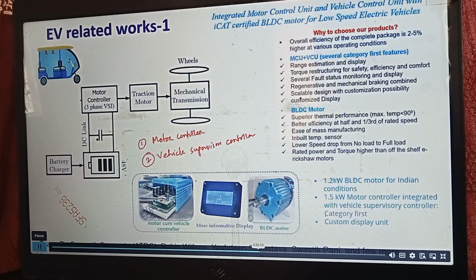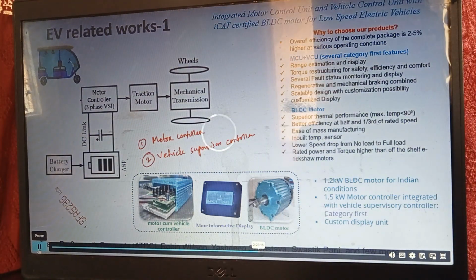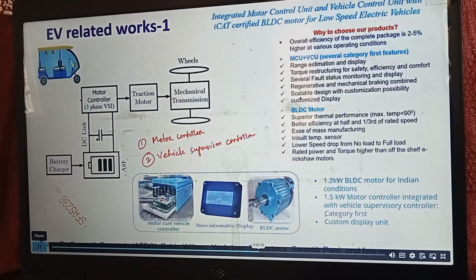Now, what we did is we combined them together in a single package, in a small project for e-rickshaw. Now, an example of this vehicle supervisory controller. Of course, we did not implement all the fancy features of a vehicle supervisory controller. That will make the system very costly, right? So we selected a few interesting, important features of the vehicle supervisory controller, and we embedded them into the motor controller itself. For example, range estimation.